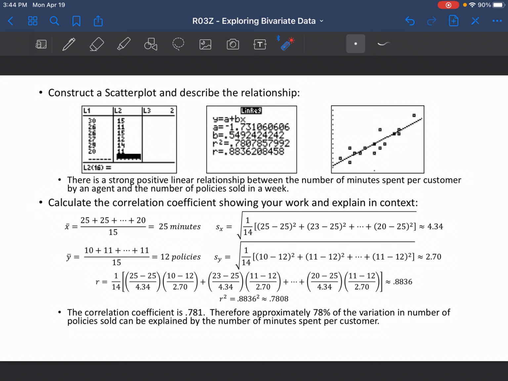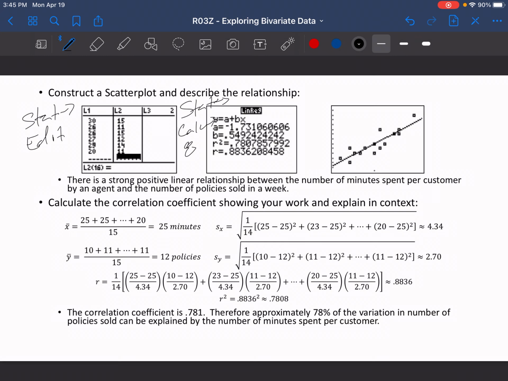From there, if we wanted to calculate the correlation coefficient, showing our work and explaining in context, we do not have to find all of this by hand. We don't have to do all of that math by hand. What we can do is go over to stat. Again, this is to input the data, stat, edit, and then this is to find R and R squared. So this would be stat, calc, and then 8. Okay?